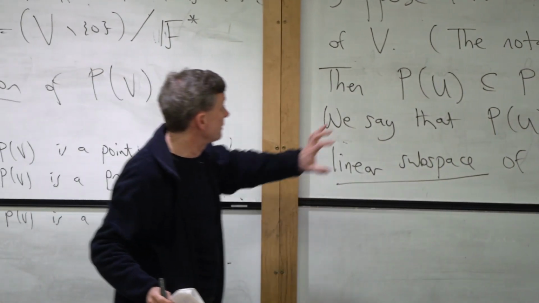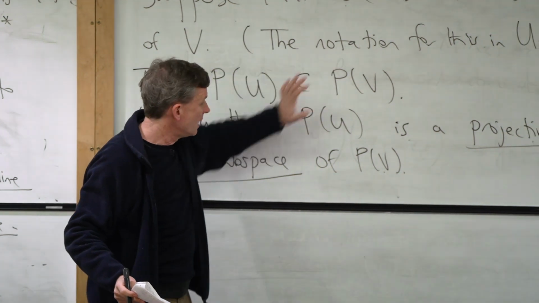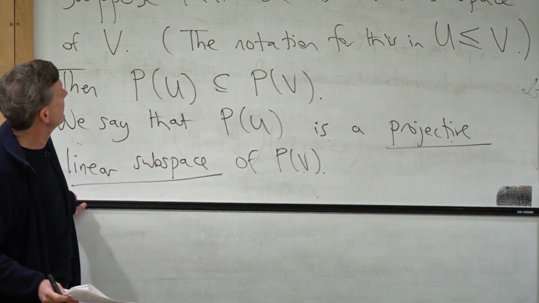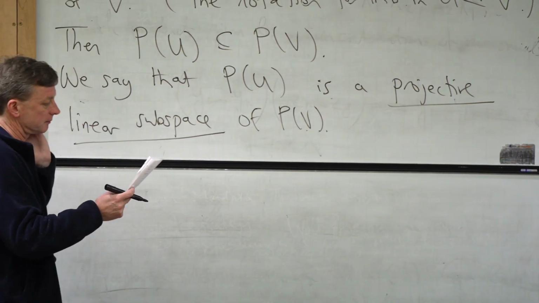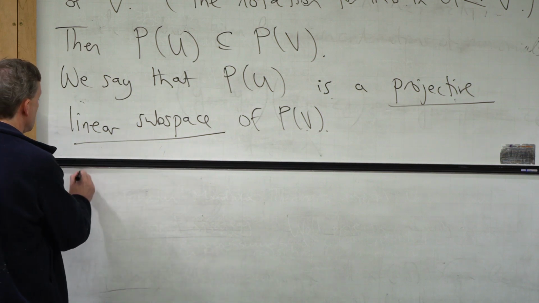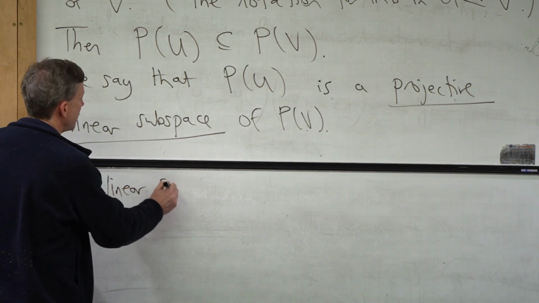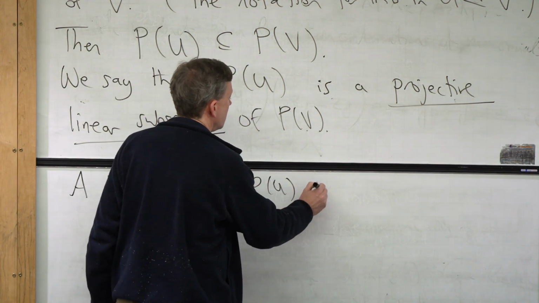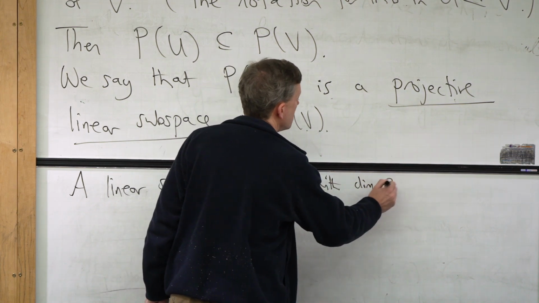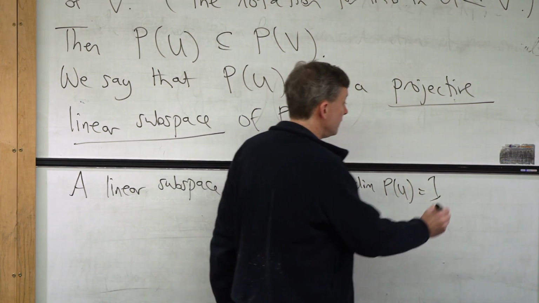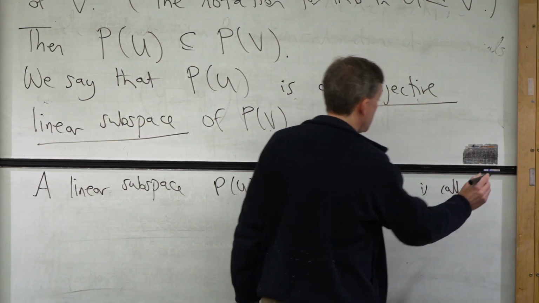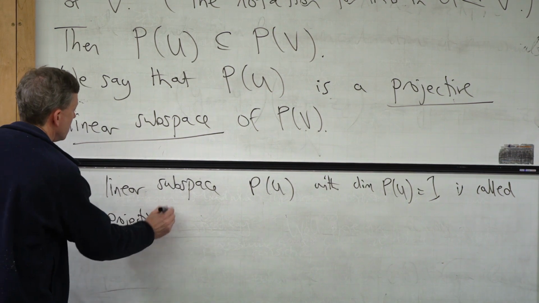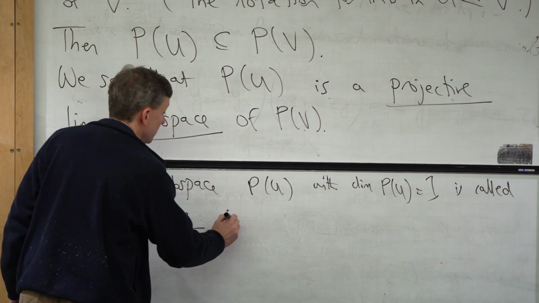So first of all, I've defined projective spaces P of V as a set. Now we know that they have a bunch of distinguished subsets, the projective linear subspaces. And they're things we can do geometry with. So a linear subspace P of U with dimension of P of U equal to 1 is called a projective line in P of V.